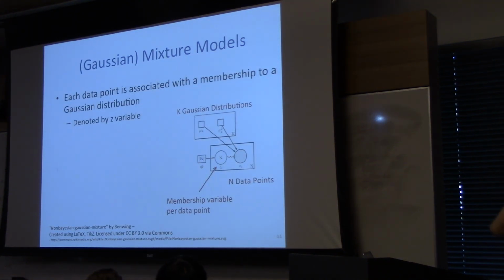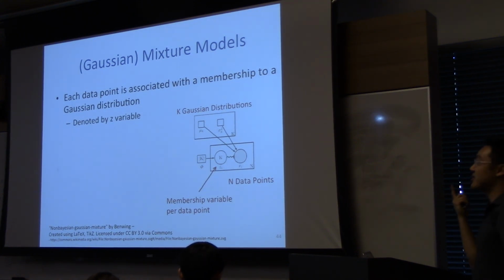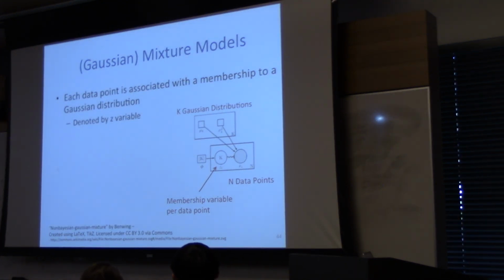Okay, another class of generative models are called mixture models. What mixture models say is, okay, we have a bunch of data points, and each data point can be generated from one of k distributions. I don't know which one. So you can think of this as the probabilistic analog to clustering. The basic idea is you have n data points, denoted by x sub i. Each data point corresponds to another variable z sub i, which is a membership to one of k distributions. In this case, k Gaussian distributions.